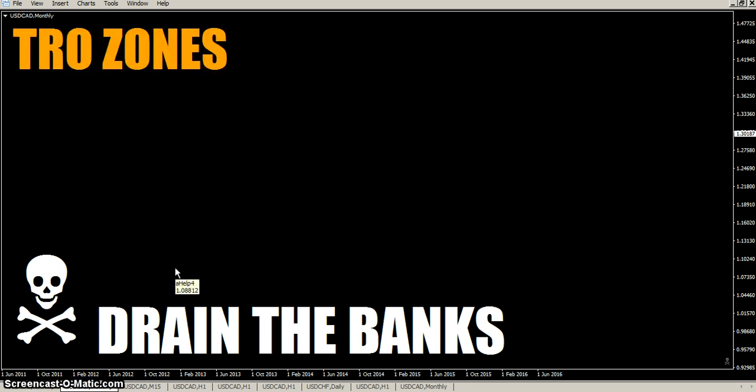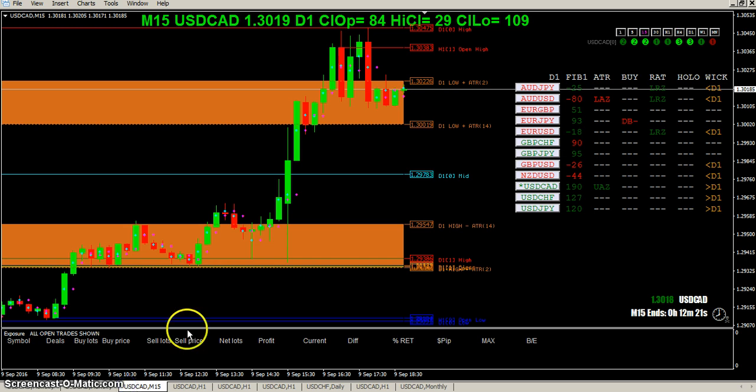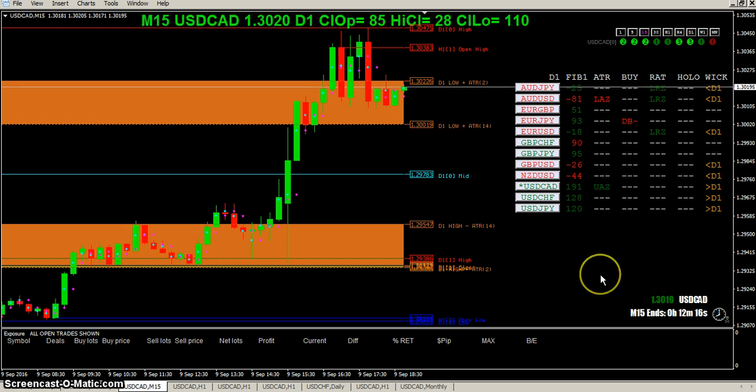Tro Zones. I created a new indicator that tells me when there's trade possibilities or opportunities on the different zones that I like to trade. This is the indicator here. So we've got the wick zone, the holo zone, the rat zone, the buy zone, the ATR zone, and then the Fibonacci retrace numbers. So let's go through it, and I hope I can do this all in one video.